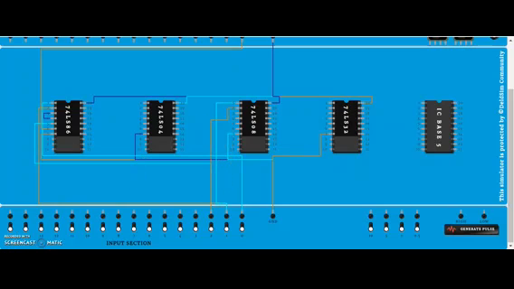Yes, the output of this AND gate, this 3, we are going to give to the OR gate as input. So this is the input to the OR gate, that is the 7432 IC.